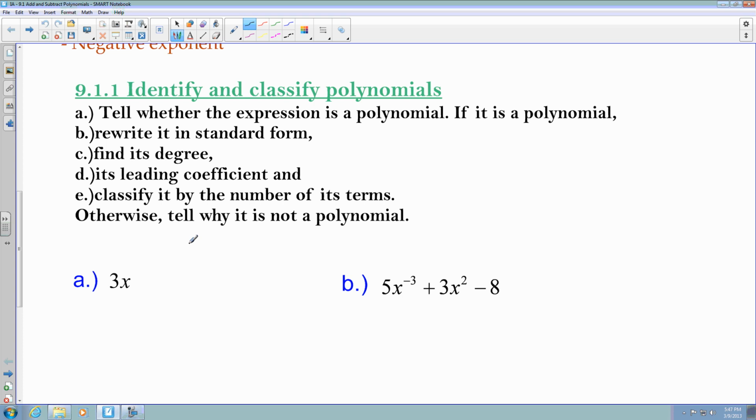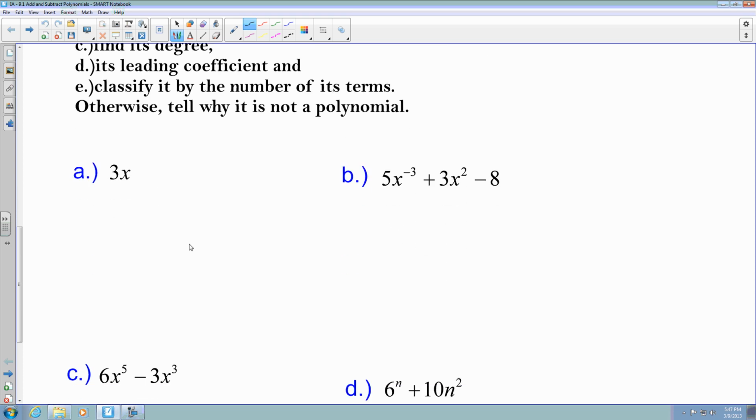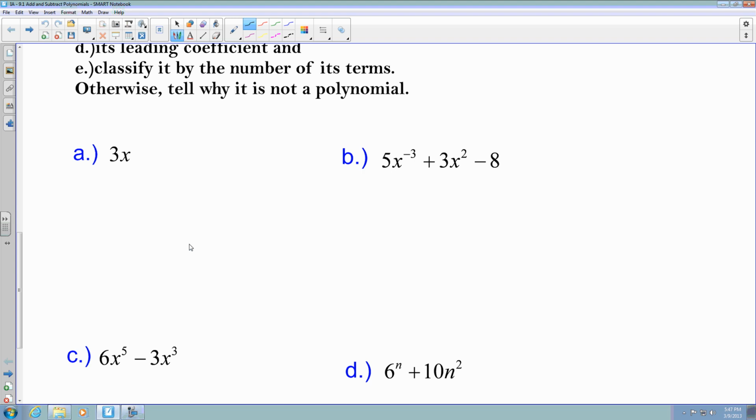So let's look at A. A, I have 3x. So first I need to check, does this fit any of the criteria that was given for why it could not be a polynomial? Like, is it a fractional or decimal exponent? Does it have variables in the denominator? Does it have a variable exponent? Does it have a negative exponent? It does not have any of those parameters, so I can say that yes, this is a polynomial. So for A, I can say it's yes.